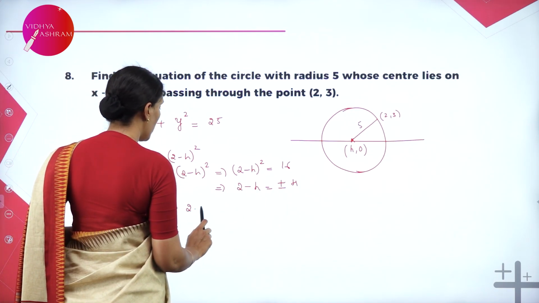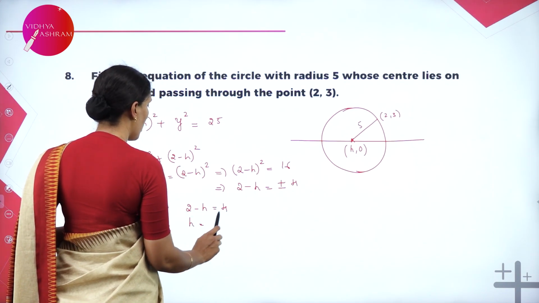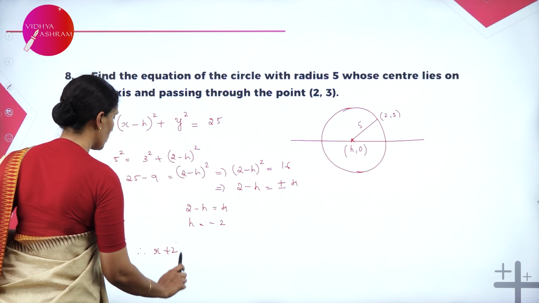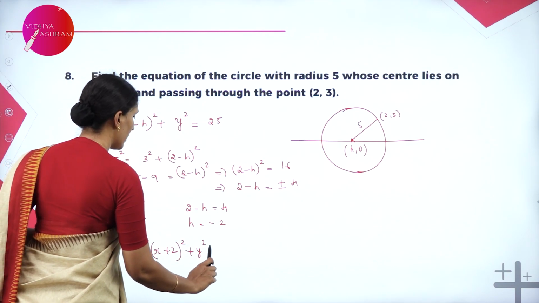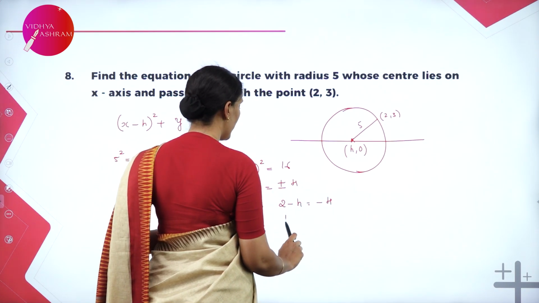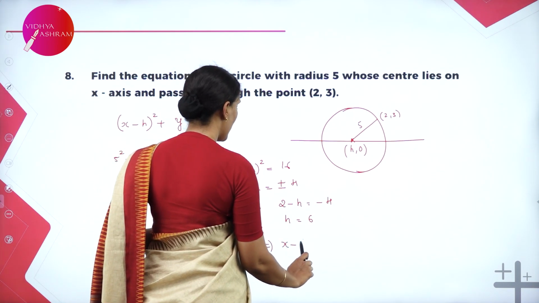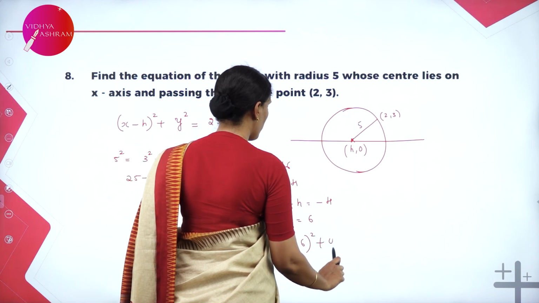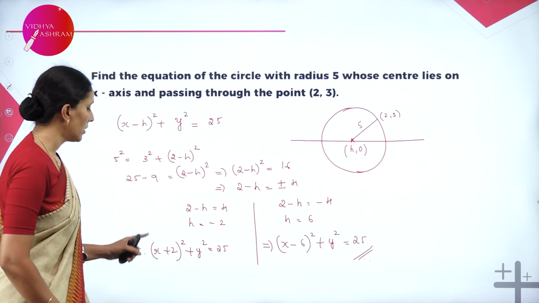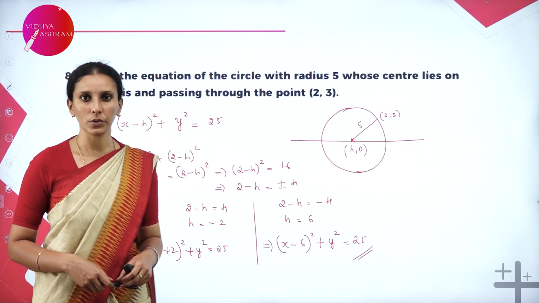So now if I take 2 minus h is equal to 4, then h will be minus 2. Then the general equation becomes (x plus 2) whole square plus y square is equal to 25. If I take 2 minus h as minus 4, then h will be equal to 6. Then the general equation will be (x minus 6) whole square plus y square is equal to 25. So depending upon the h, the general equation may change with respect to h is equal to minus 2 and h is equal to 6.